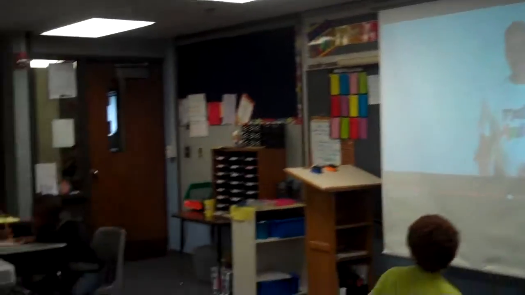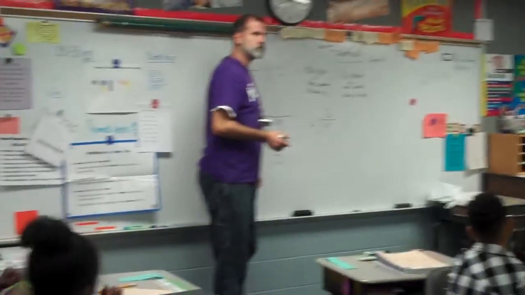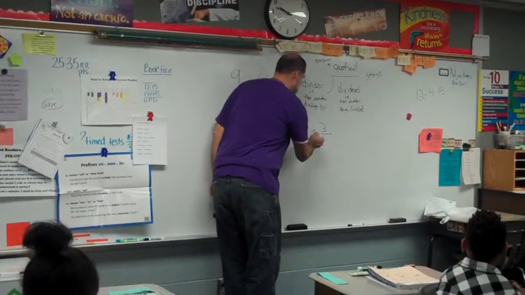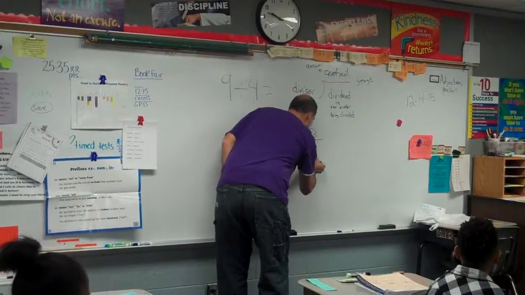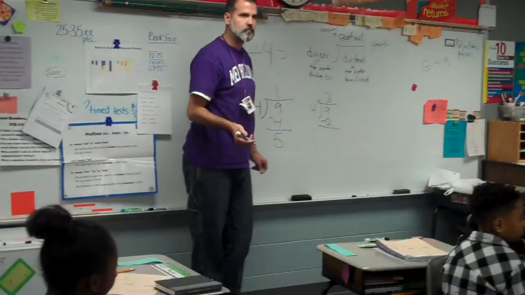Eyes on me. When they chose 3 as the answer, they did their multiplication. 4 times 3, Ahmad said, is 12. Ahmad, can you subtract 12 away from 9? No.